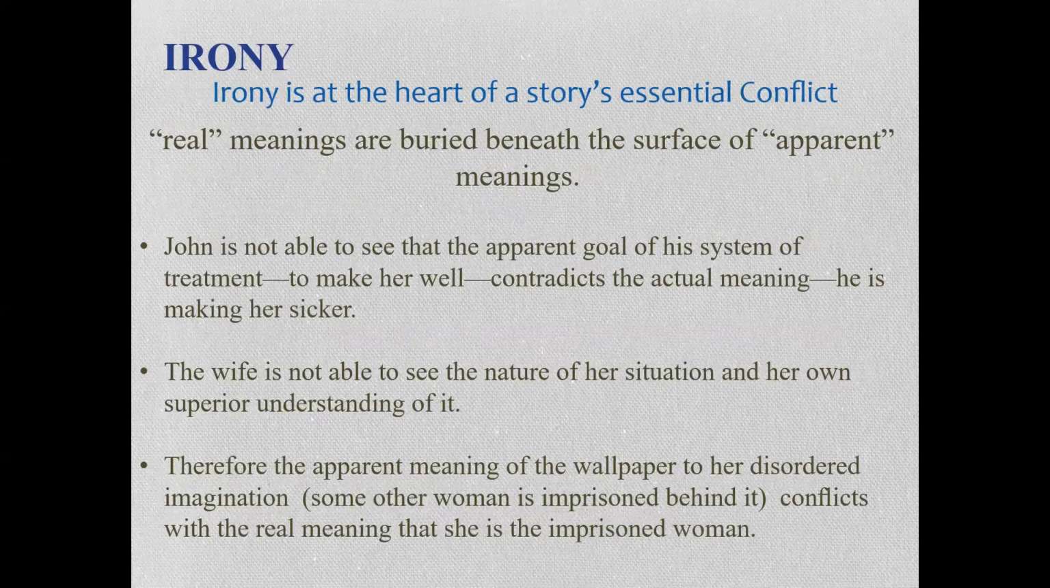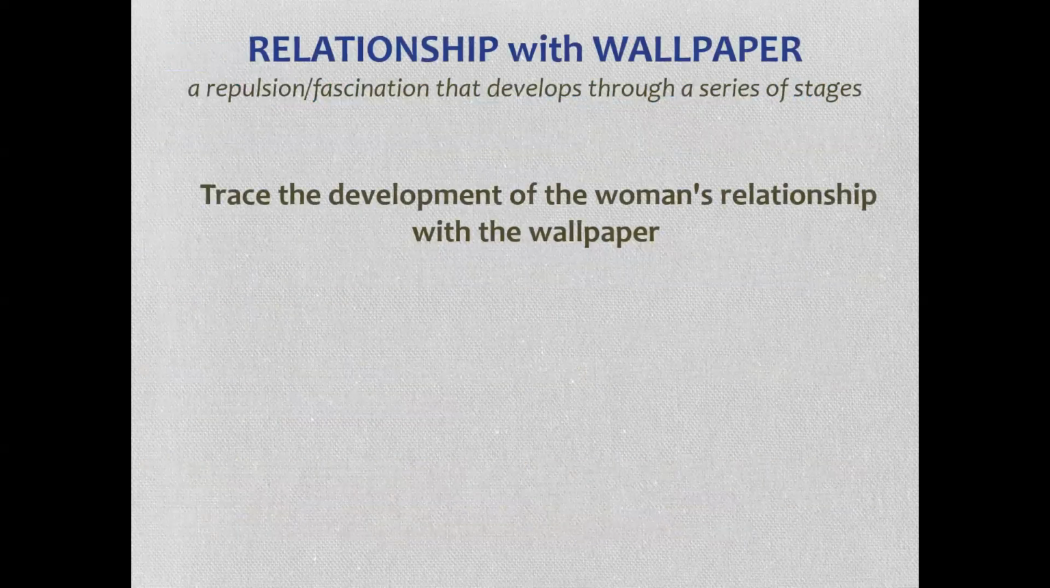And here's another case of irony. John is not able to see the goal of his system of treatment, to make her well, which contradicts the actual meaning of what he is intending to do, and he's making her sicker. The wife's not able to see the nature of her situation and her own superior understanding of it. She's the one who sees that she doesn't know what to do and doesn't have agency. And therefore, the apparent meaning of the wallpaper to her disordered imagination conflicts with the real meaning, that she is the one that is the imprisoned woman.